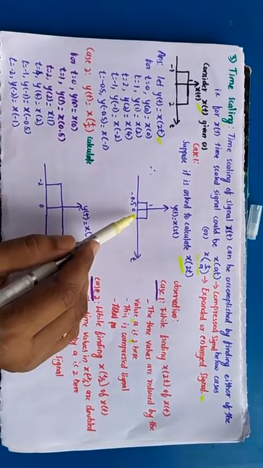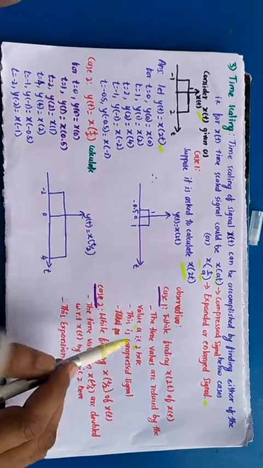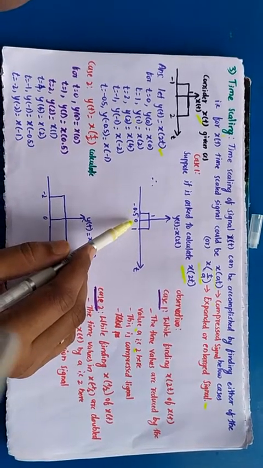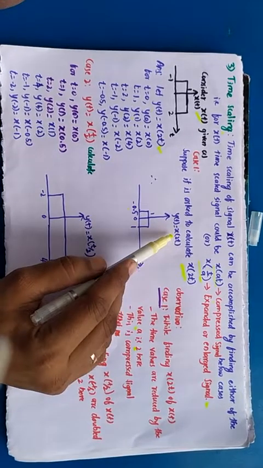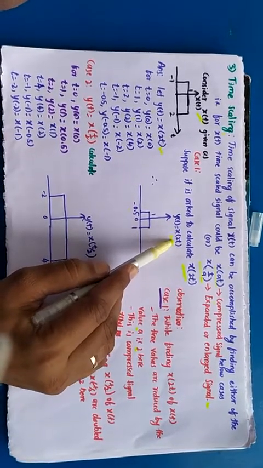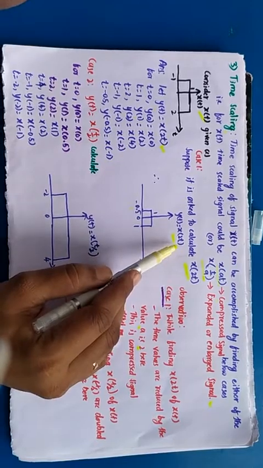Please understand this one, it has been compressed. So this is the compressed signal. So for compression, whatever the signal compression we need to do, we do the time scaling in the form x of at.